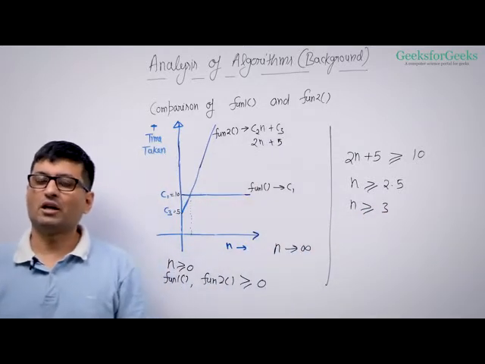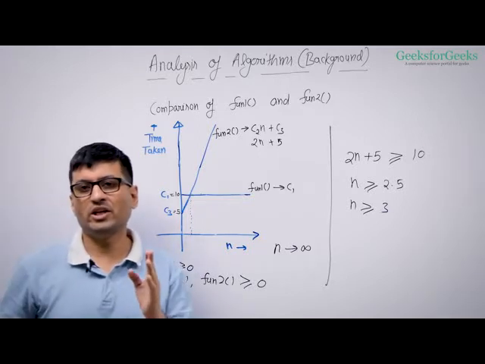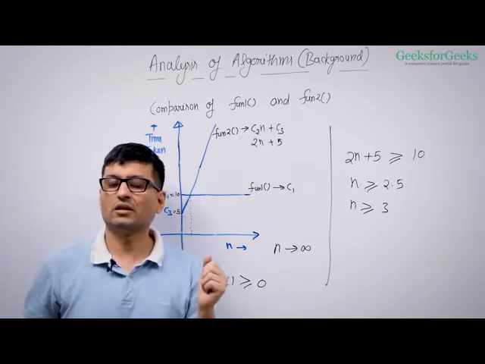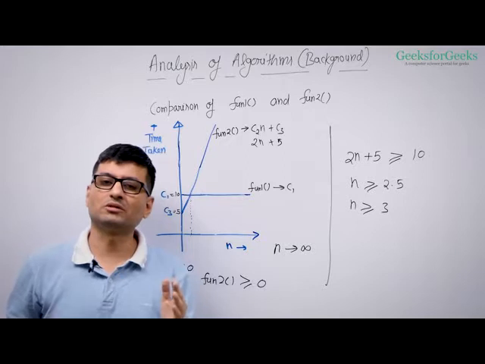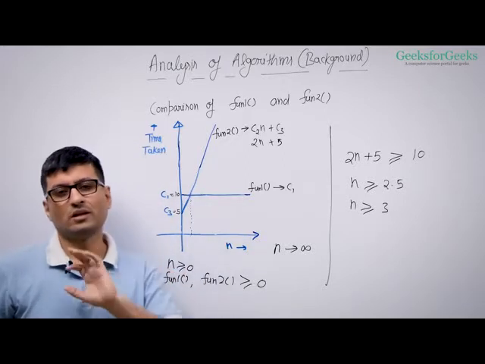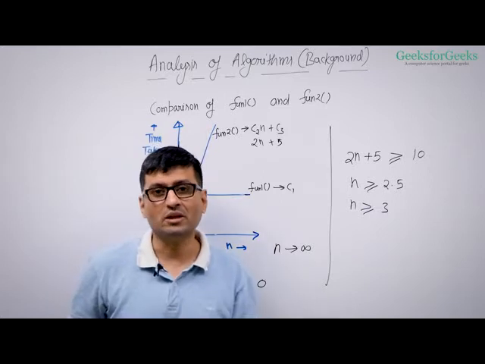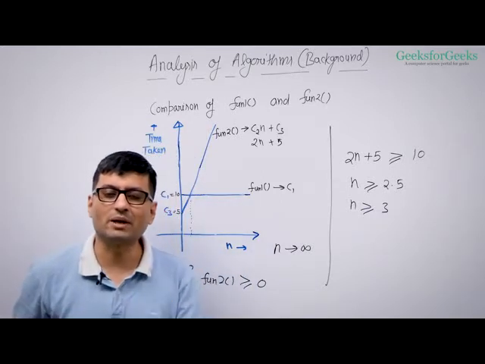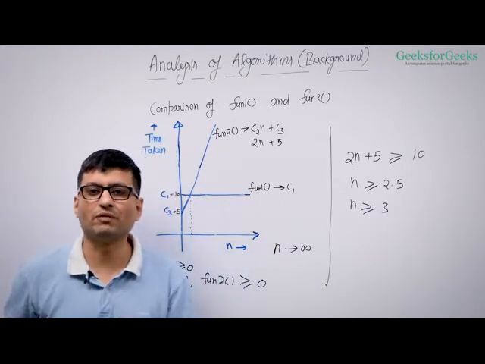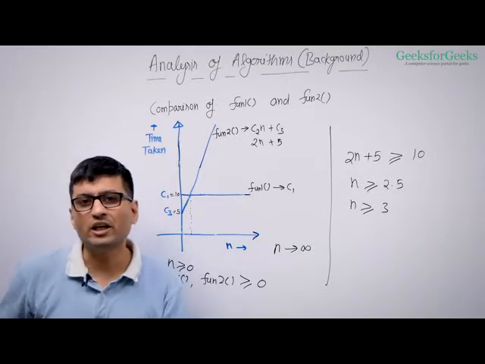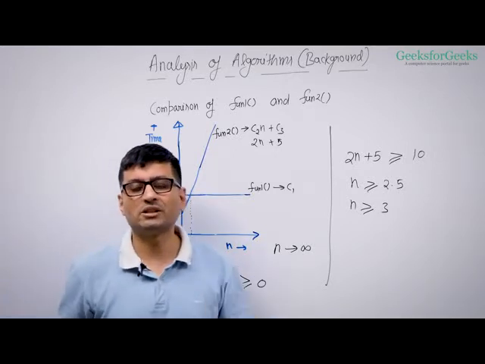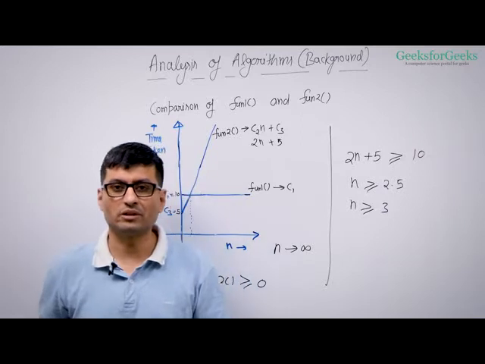So if your friend runs values n equal to 1 and 2, it's going to take less time on your friend's machine. But after you start passing values of n equal to 3, 4, 5, 6, 7, after any value of 3, your friend's program is going to take more time.